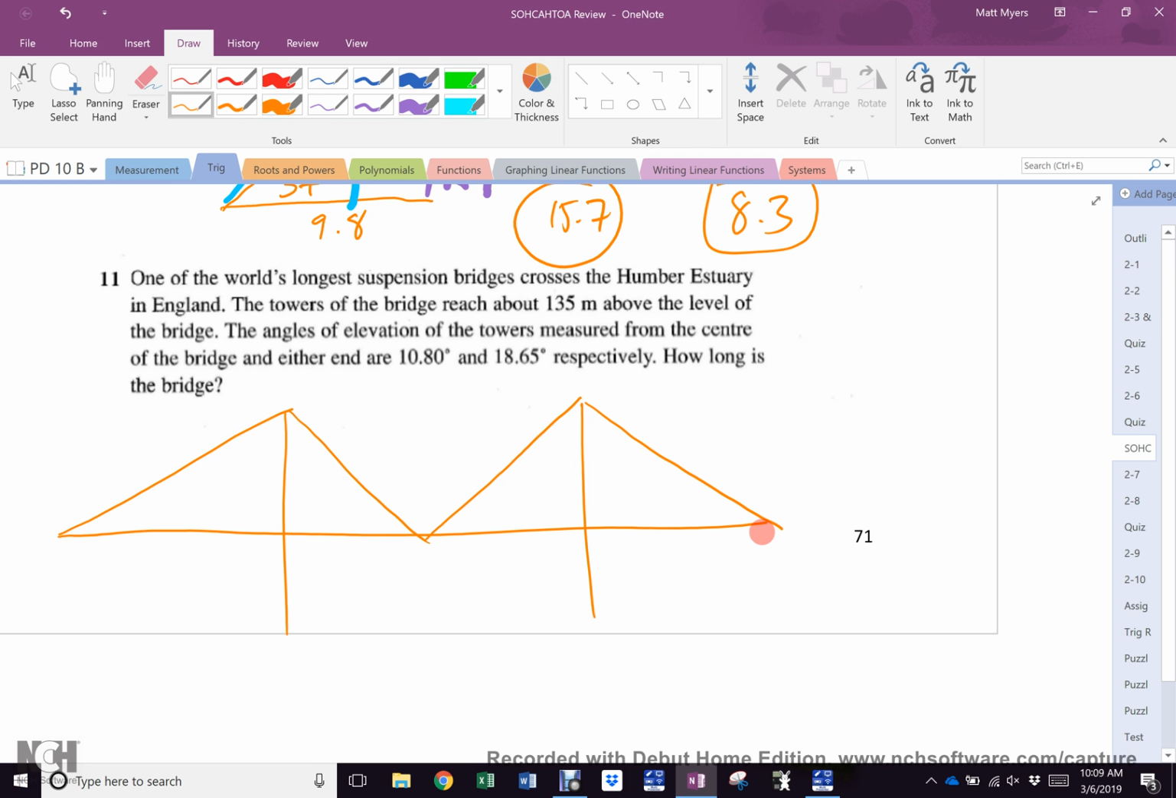Sebastian asked, how can these be different if this is the middle of the suspension bridge? He's absolutely right. How can they be? Because these towers are moved in. Right? If these are a third of the bridge, for example, the towers are shifted.